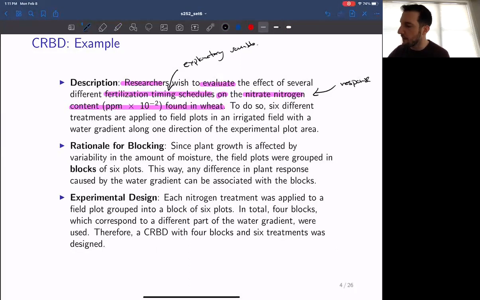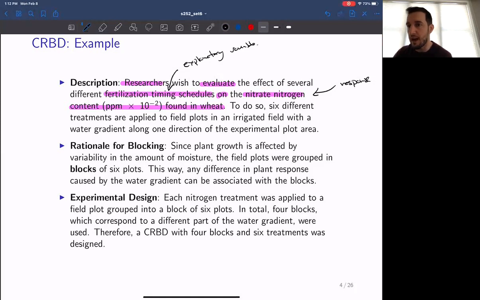Okay, so to build the experiment, the 6 different treatments are applied to field plots in an irrigated field with a water gradient along one experimental plot area. Okay, so what does that mean? It means that the land is essentially sloped and that water is going to pool at the bottom plot. So the bottom plants are going to get more water than the top plants. And we know that water is going to influence this nitrate nitrogen content.